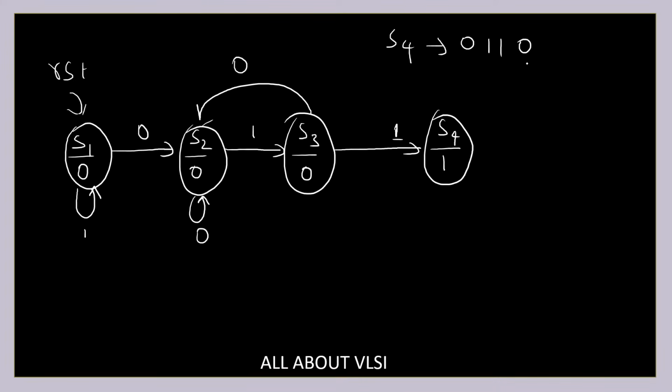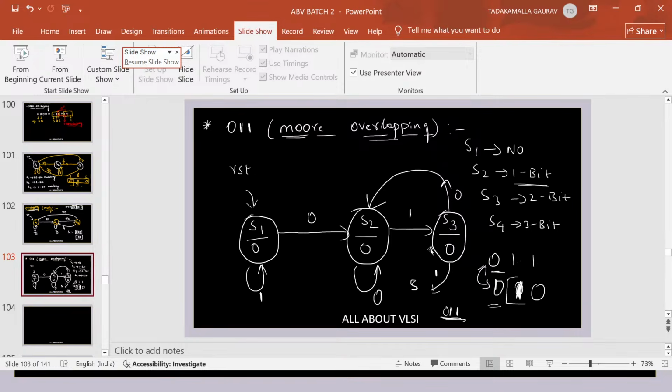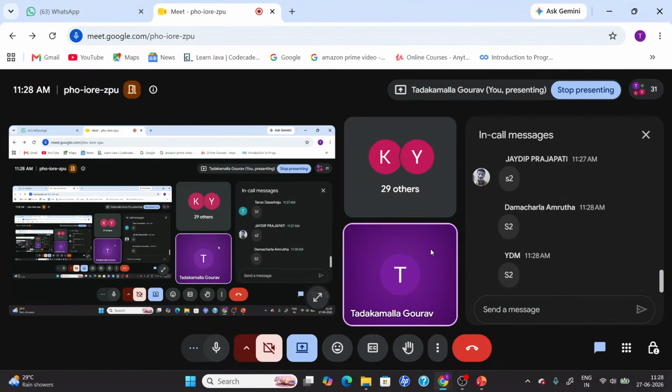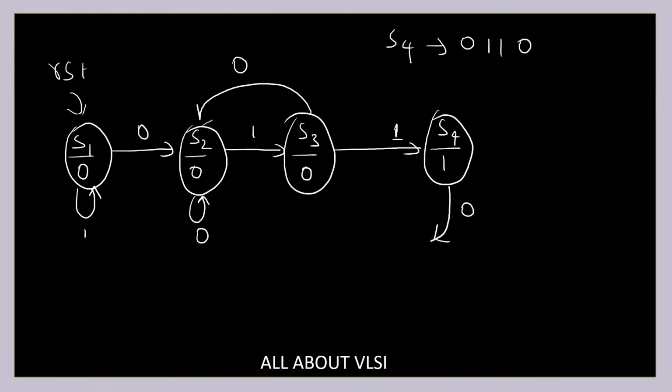Now let's say I got 0. What should be my next state? In S4 state, if I got 0, what should be my next state? Great. So I'm simply going to S2, because you can use this 0 as 1 bit matching and form your sequence. You're going to S2 state if your input is equal to 0.